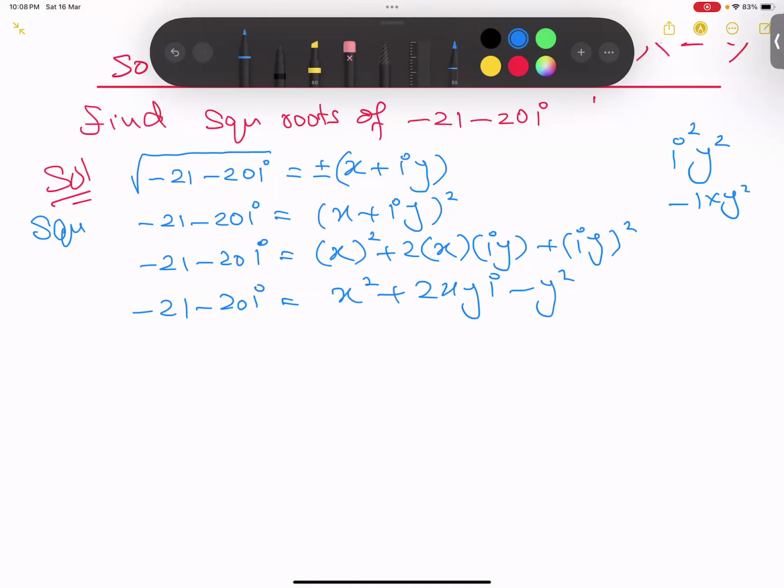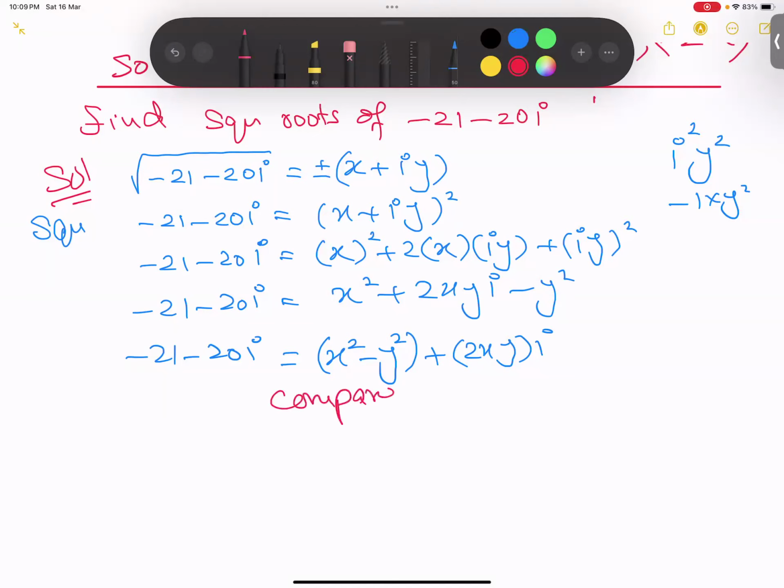Now I reorder: x square minus y square I write alone. This is called the real part. And 2xy alone with iota is called the complex part. Now I'm comparing both sides, comparing the real component and the complex component. If I compare real, this equals this. So I can say x to power 2 minus y to power 2 is equal to negative 21, equation number 1 done.